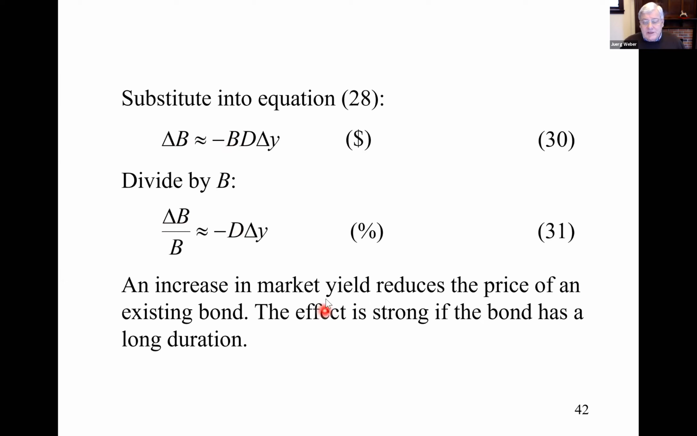So an increase in yield, in the market yield, reduces the price of an existing bond. It's a negative effect. Okay, we have here a minus sign. And the effect is strong if the bond has a long duration.